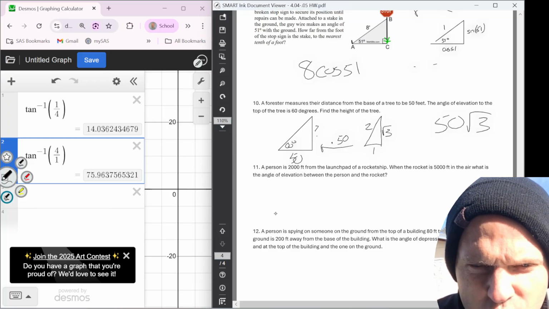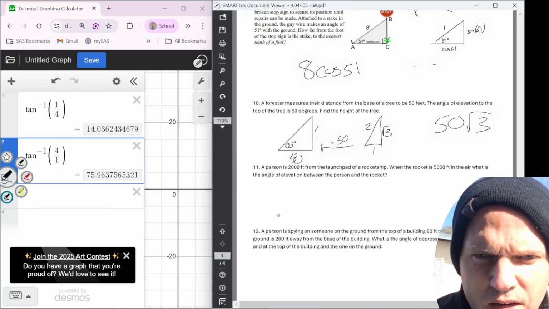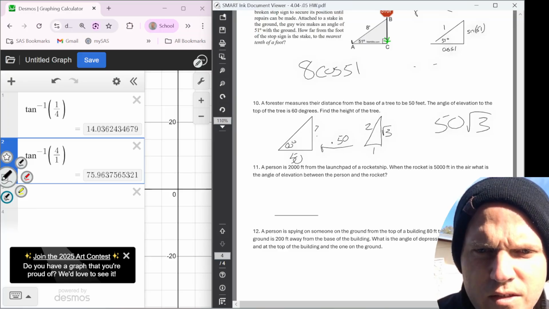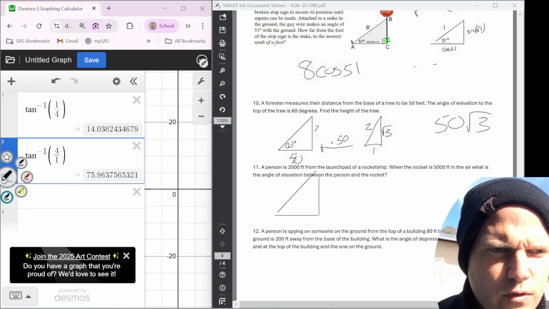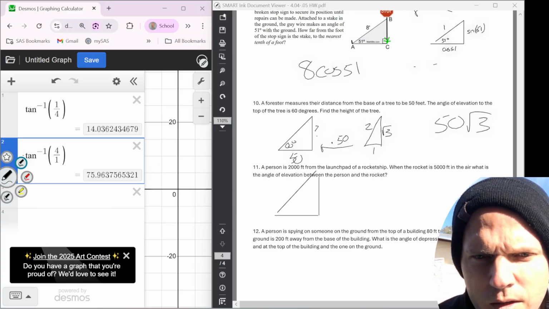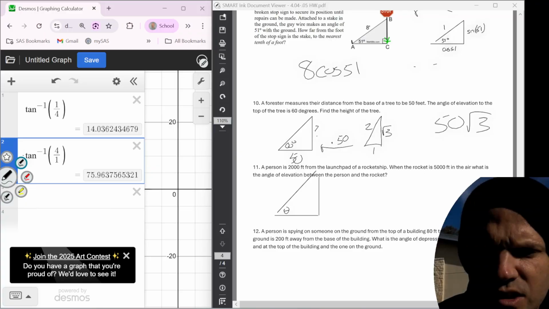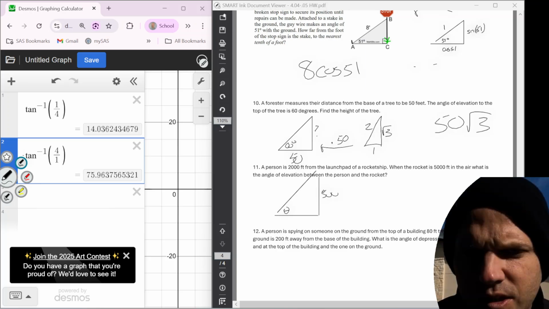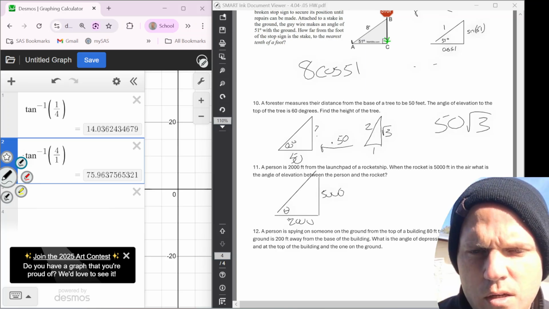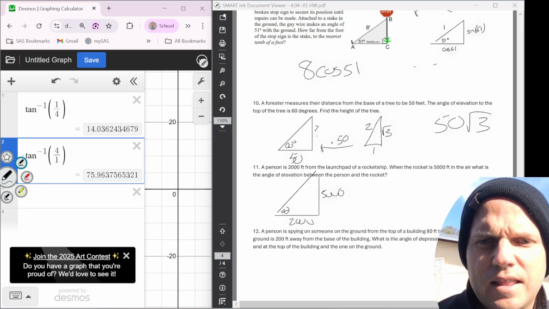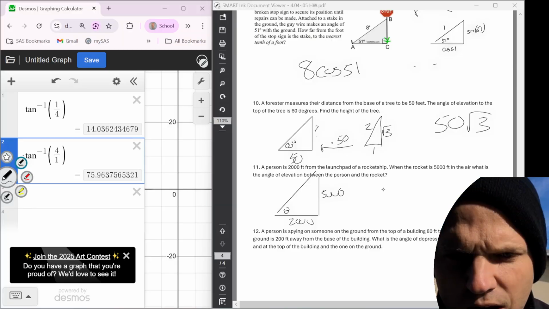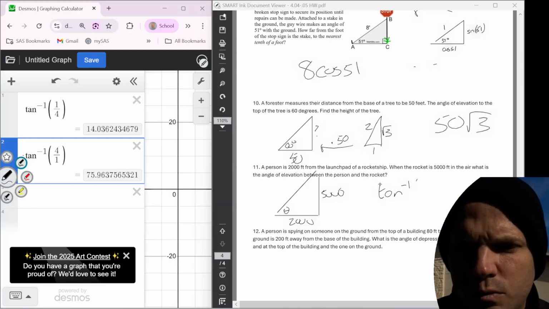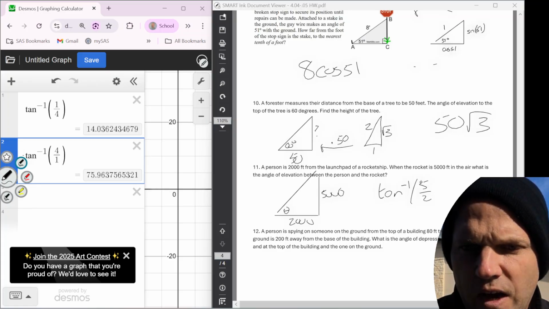But we have situations where you might be asked for an angle. A person is 2,000 feet horizontally from a launch pad. When the rocket is 5,000 feet in the air, what is the angle of elevation? That refers to the angle where the 2,000 is adjacent and the 5,000 is opposite. So we can understand that the tangent ratio would be 5,000 over 2,000, or 5/2. So I know my angle would be the tan inverse of 5/2.